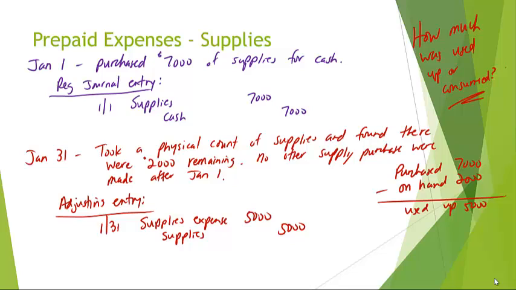So then, if you look at the red writing, we look at January 31st. It says we took a physical count of supplies and found that there were $2,000 remaining. No other supply purchases were made after January 1st. Again, the focus should be on how much was used up or consumed. So again, we purchased $7,000. We have $2,000 on hand. So therefore, we used up $5,000 of supplies. So that number, the $5,000, will be the amount of our adjusting entry. So our adjusting entry on the 31st of January will be to debit supplies expense for $5,000 and credit and reduce supplies because we used them up in the amount of $5,000.